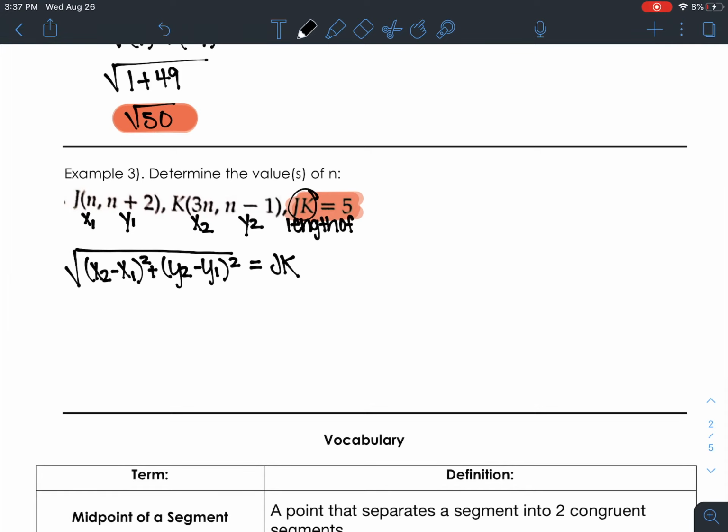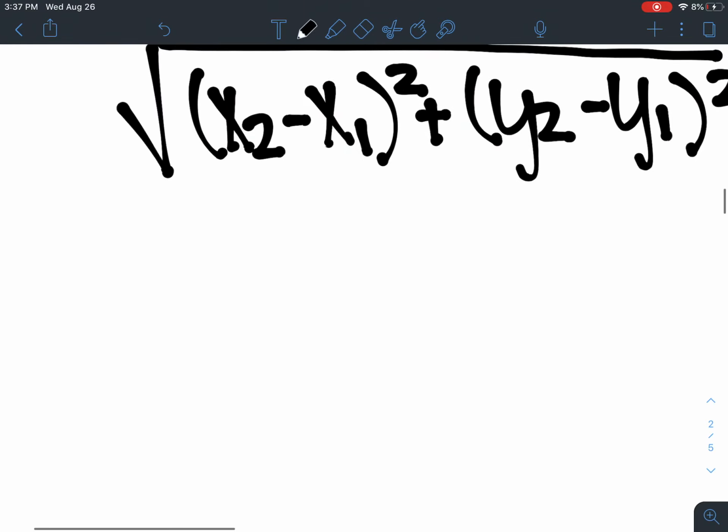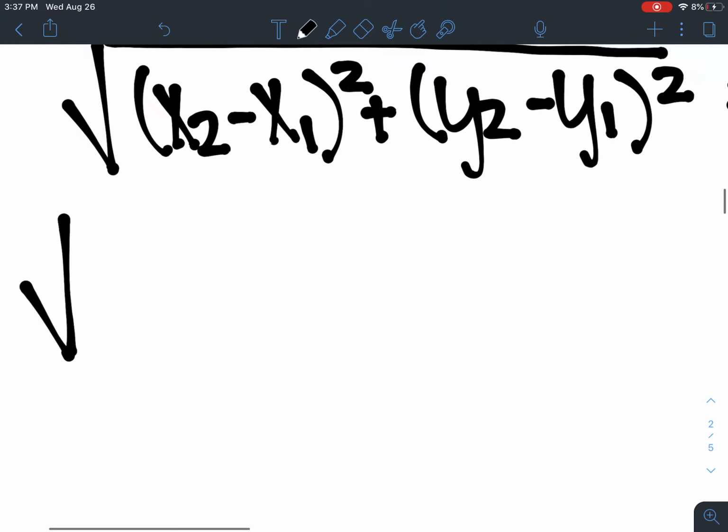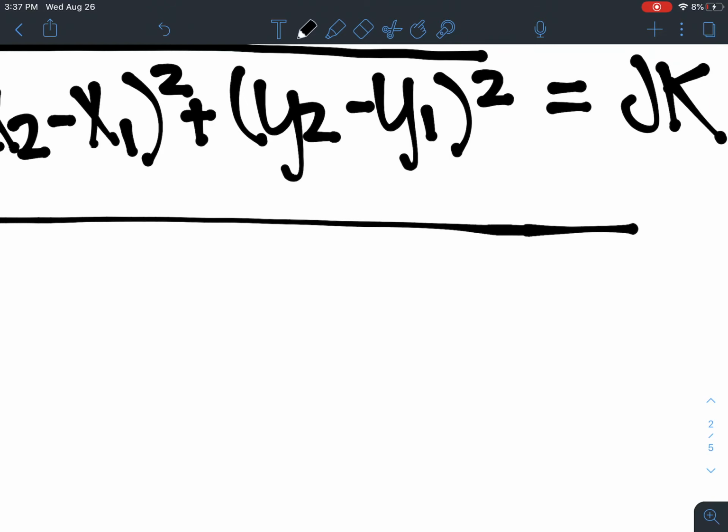Okay, so let's substitute in. Common mistakes, I'm going to point them out, all right? So just be very, very careful. Don't rush through. So I'm going to rewrite my long square root, and I'm even going to make it a little bit longer this time because I have more stuff to write in.